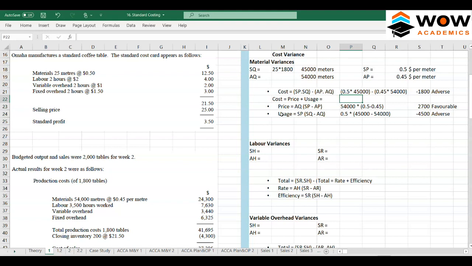See here, we have 2,700, which is favorable, plus a normal symbol there. We have minus 4,500, so you put it in bracket. So get the answer. It should come to minus 800. So let's see whether you get yes.